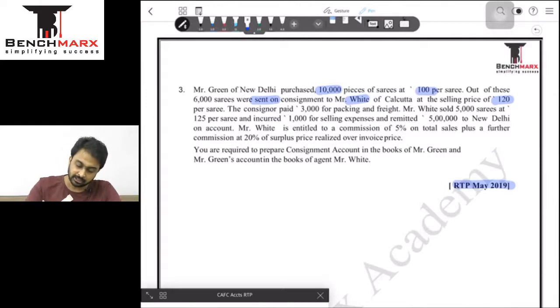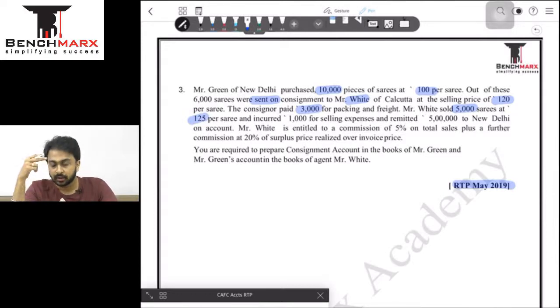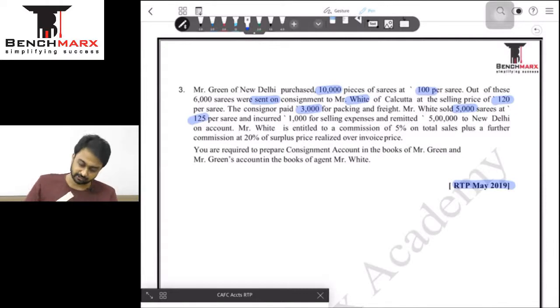ठीक है. The consignor मतलब I paid 3,000 for packing and freight consignor expenses. White sold 5,000 sarees at 125. So can I say he has sold above the invoice price of 120 per saree? The answer is yes. 5 rupees extra. ठीक है. And incurred 1,000 for expenses selling. ठीक है. And remitted 5 lakhs to New Delhi on account.